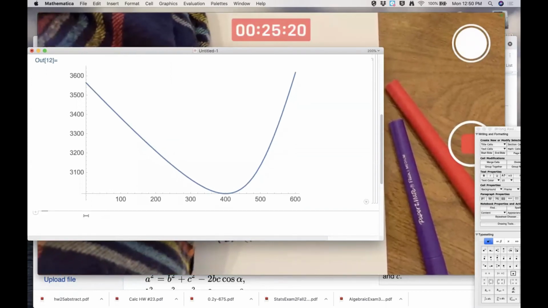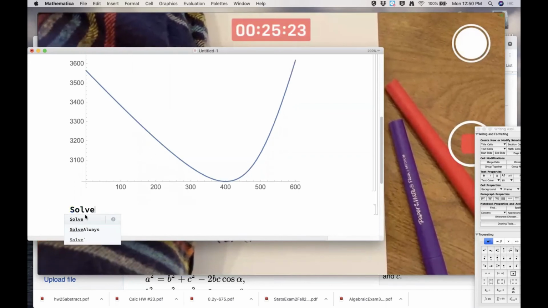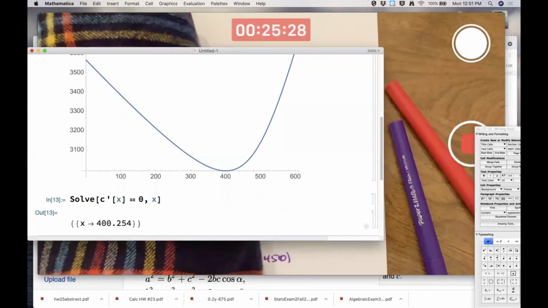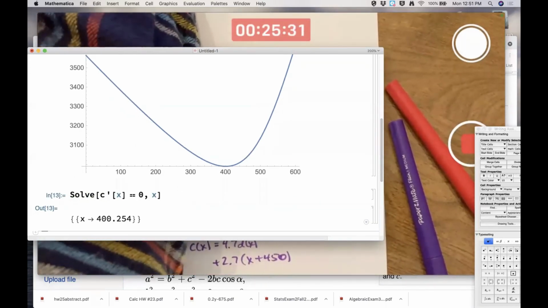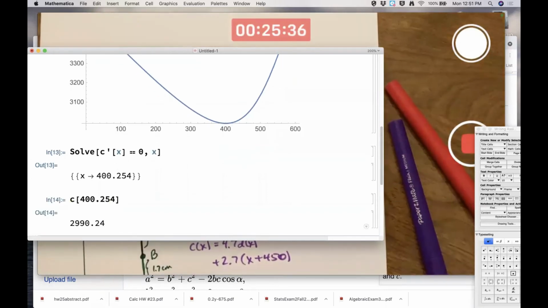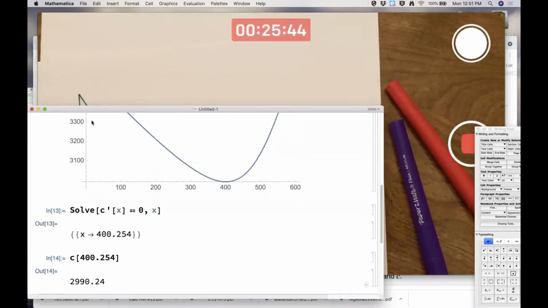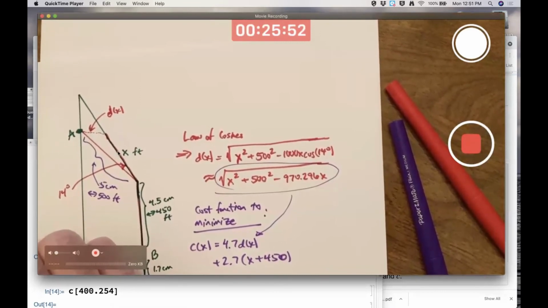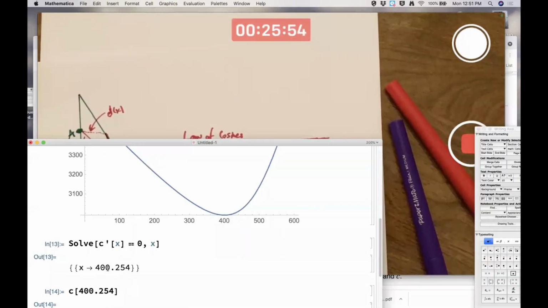Is that really what it is exactly? We'd have to set the derivative equal to 0 and solve for X. Just a little bit bigger than 400. And C of 400.254 is a little less than 3,000. So we've pretty much quickly solved the problem, right? There's the answer. Assuming this is a trapezoid shape, we should lay pipe along the dry land here, the X direction, until X is up to 400.254 feet.